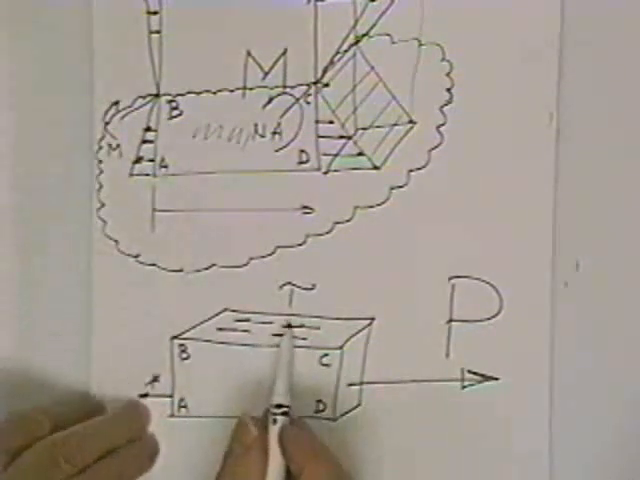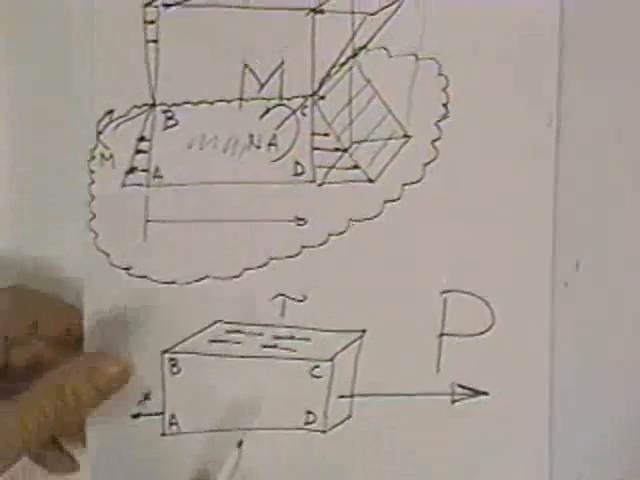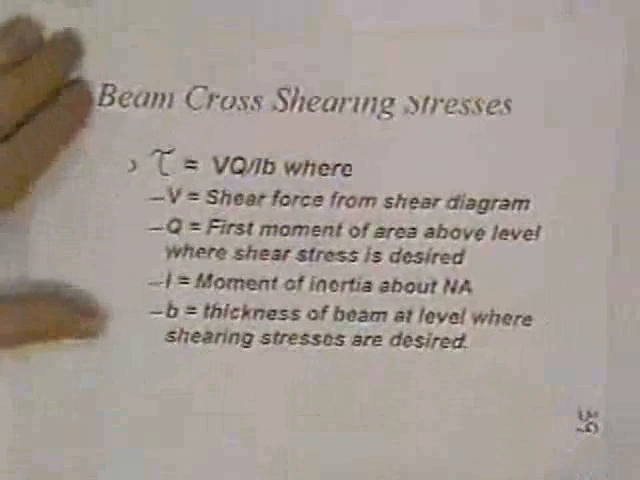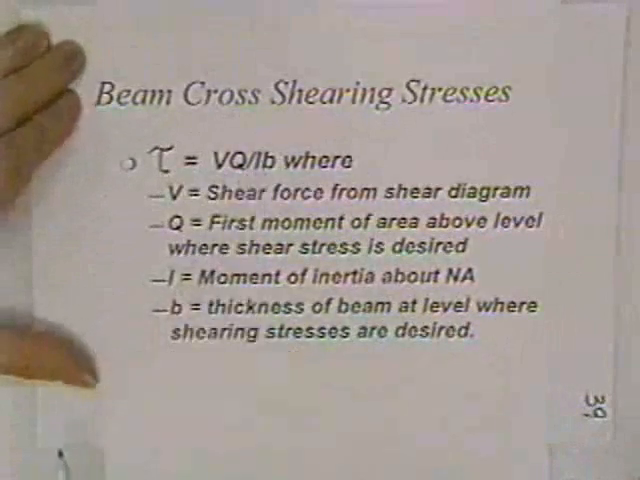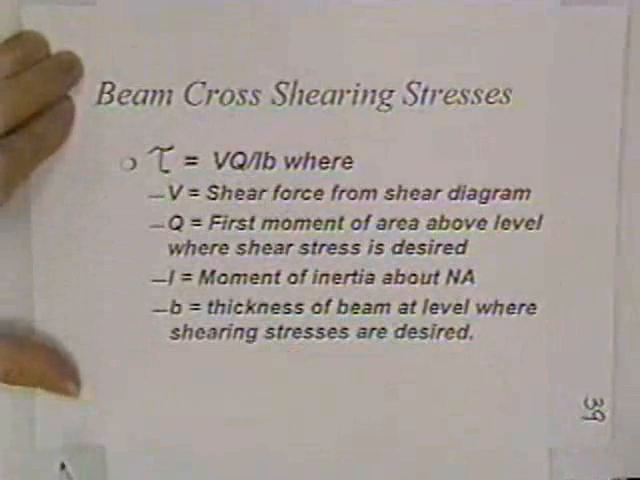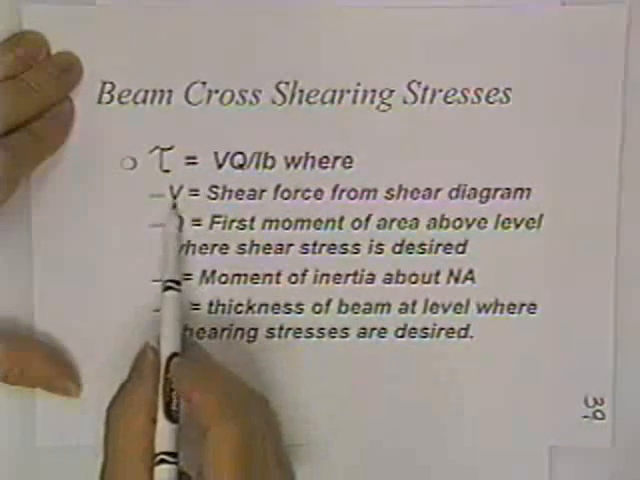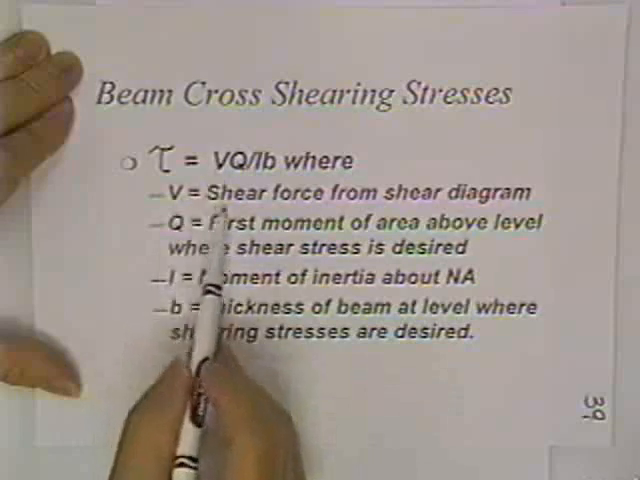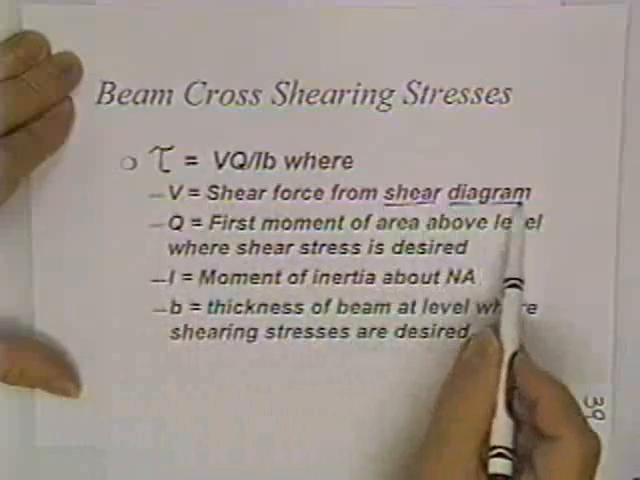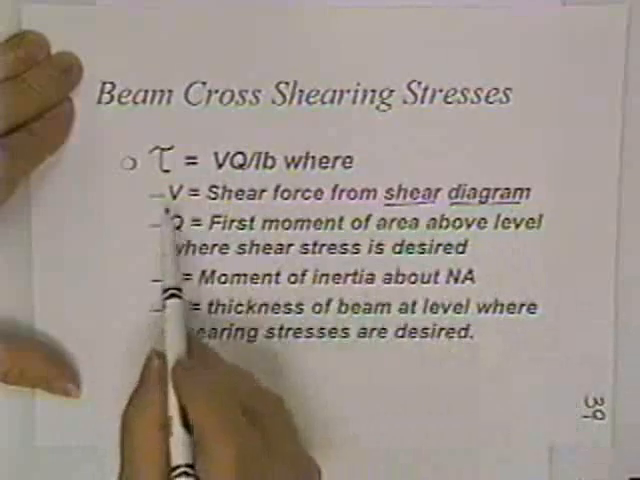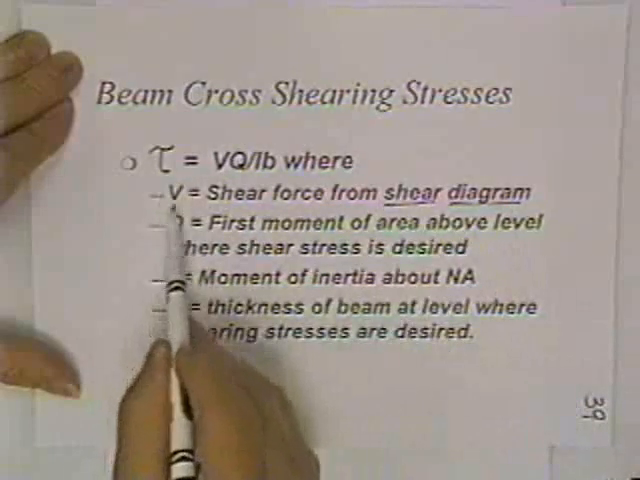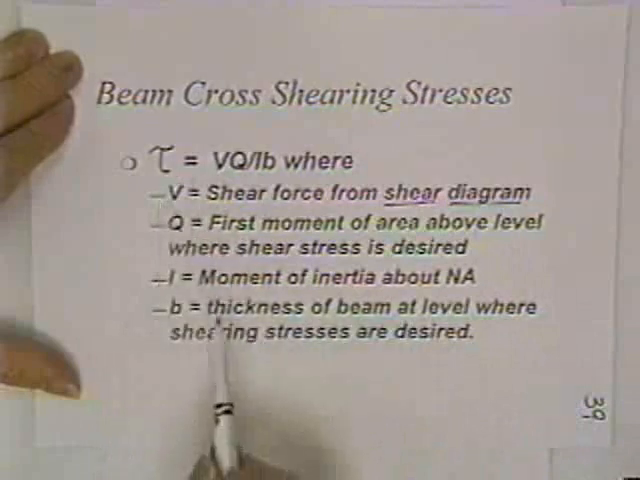Now, I'm not going to derive that, although it's easy enough to do. But the equation for those shearing stresses is VQ over IB. That's also in your book. Where the shear V comes from your shear diagram that you drew. If you want to know where the biggest shear occurs in the beam, probably a good bet to go where you get the biggest shear on your shear diagram.